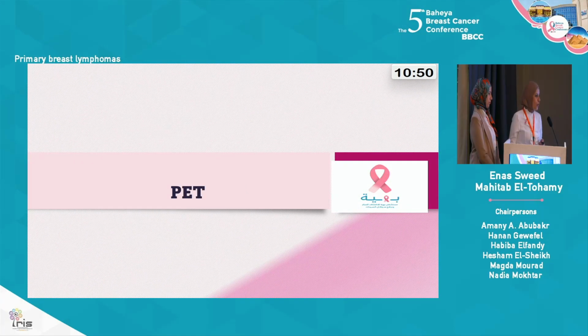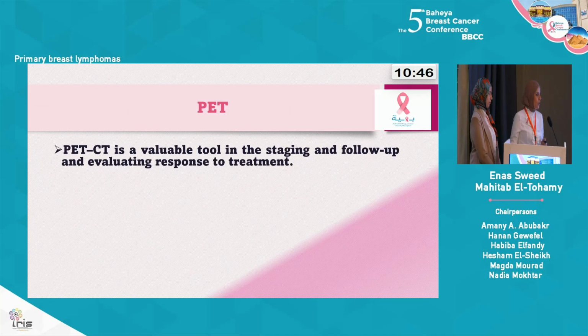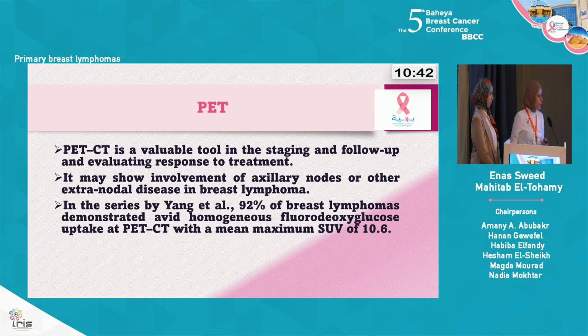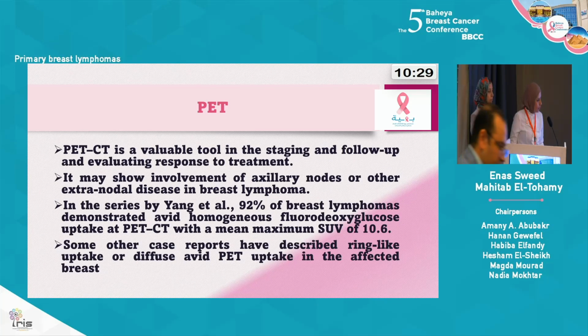PET scan is very important in patients with primary breast lymphomas. It is very important in staging, follow-up, and evaluating response to treatment. Usually the primary breast lymphomas show avid homogeneous FDG uptake with mean maximum SUV of 10.6. Less commonly, it may present with ring-like uptake.